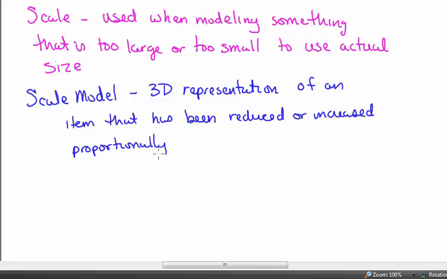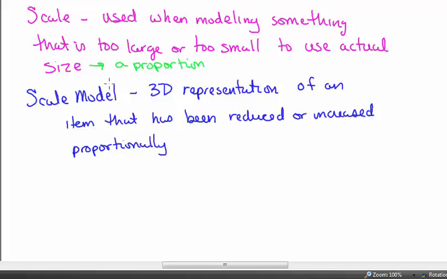Okay, and this word here, proportionally, scale is a proportion. So we make something half the size, or 1/100th of the size, or 50 times the size. And then scale models are models that are made by using scale.